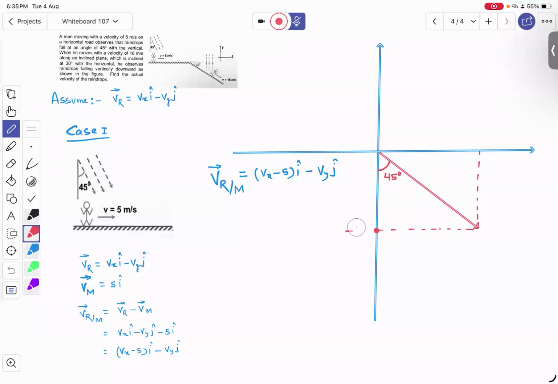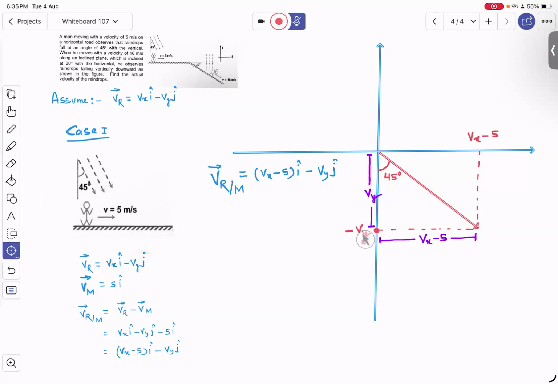His y component is minus Vy. His x component is Vx minus 5. Now you can select any of these two triangles. So if I ask to consider this triangle, this length is the same as whatever Vx minus 5 is. And this length is how much? Same as whatever Vy is. Correct. Suppose this is minus 5, so this length will be 5. So it is minus Vy, so this length will be Vy.